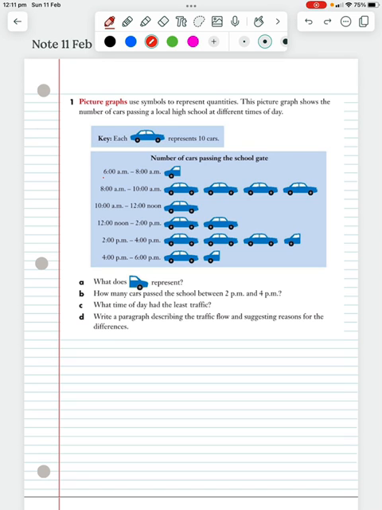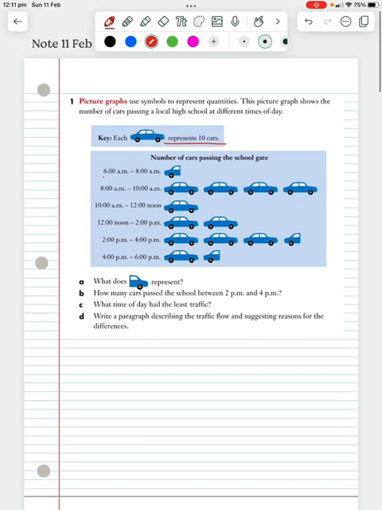So to begin with, we're going to look at picture graphs. Picture graphs use symbols to represent quantities, and this picture graph we're looking at is showing the number of cars passing a local high school at different times of the day. Always make sure you check what one image or picture represents. So in this case, it is 10 cars.